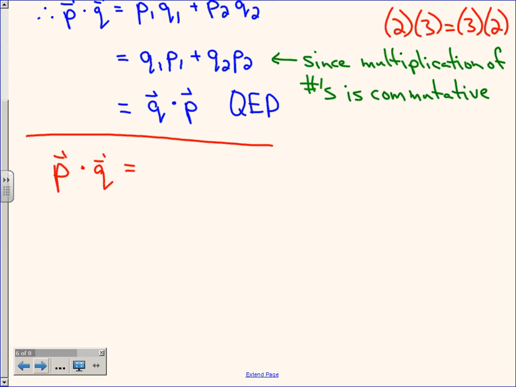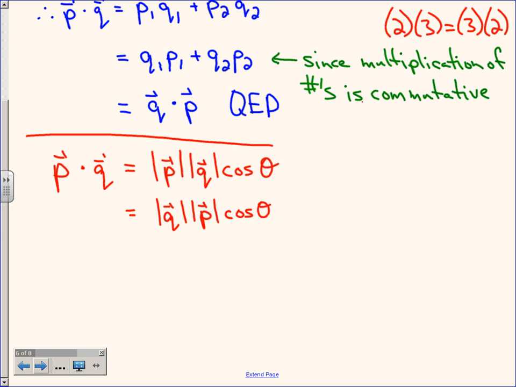If I do it from a geometric standpoint, p dot q would be the magnitude of vector p times the magnitude of vector q times cos of the angle in between. And then I can do the same trick, right? The magnitude of vector p and the magnitude of vector q are both just numbers, so I can change those. I can change that order as well because they're just numbers. And then that's equal to q dot p.